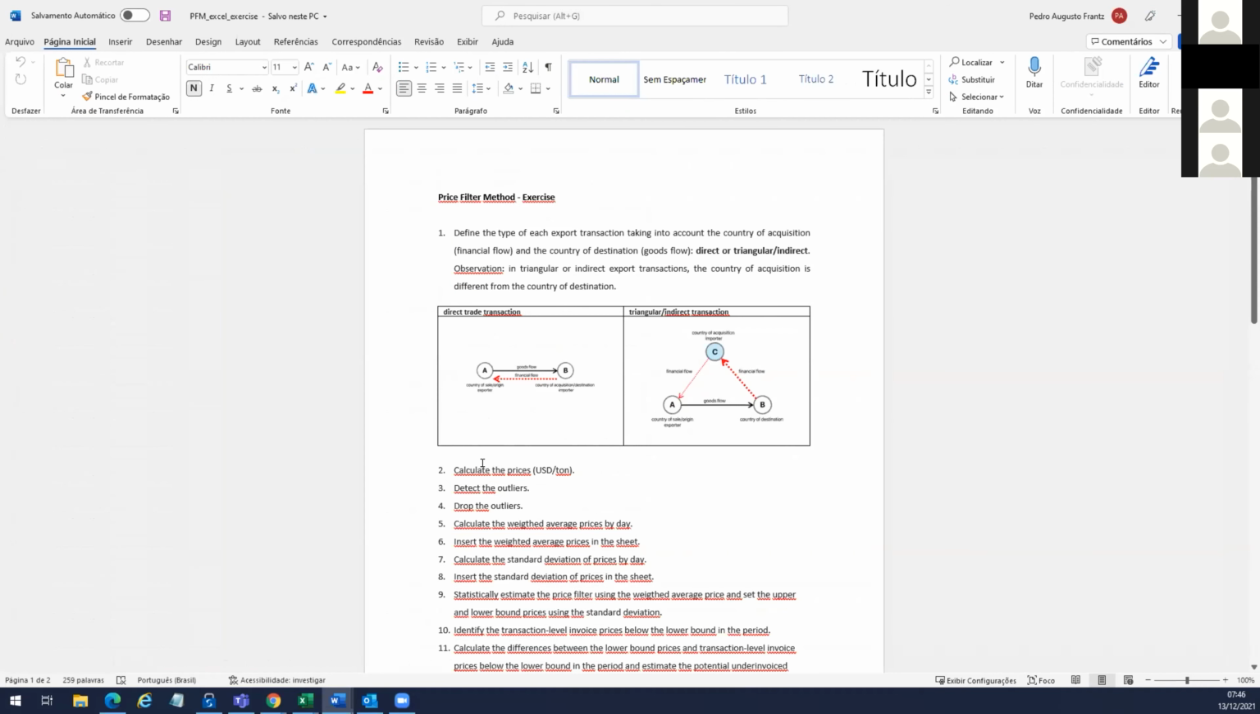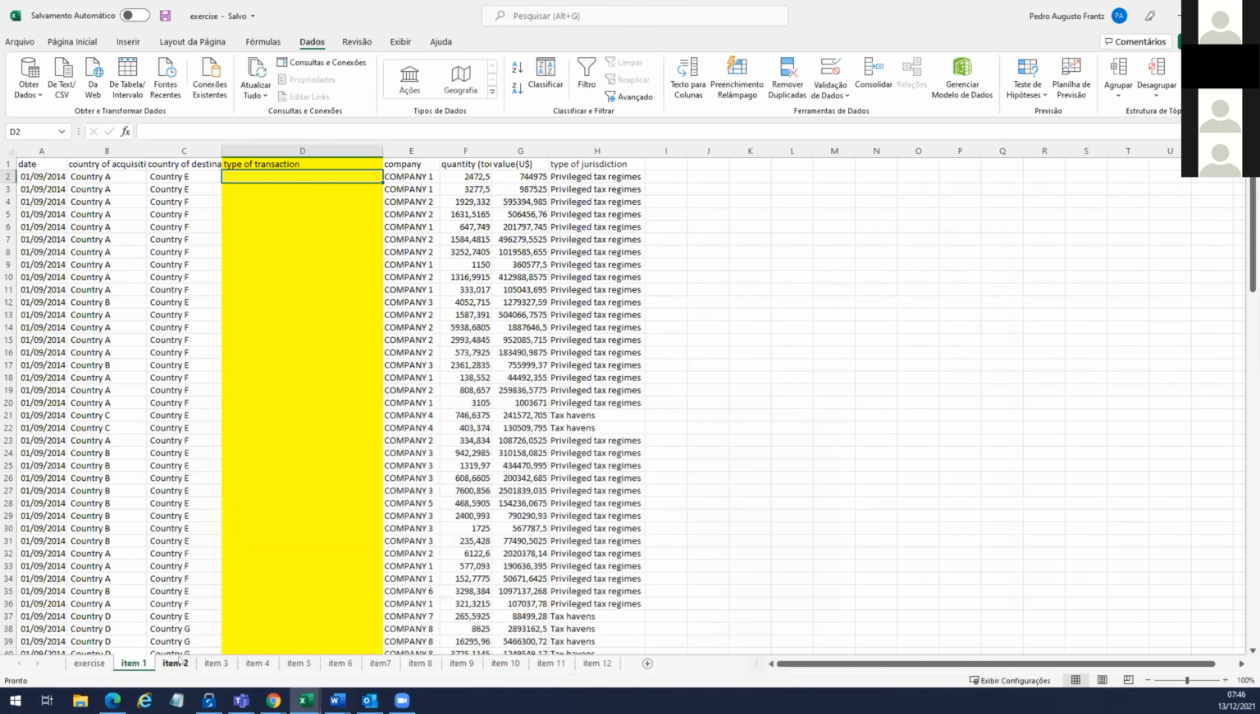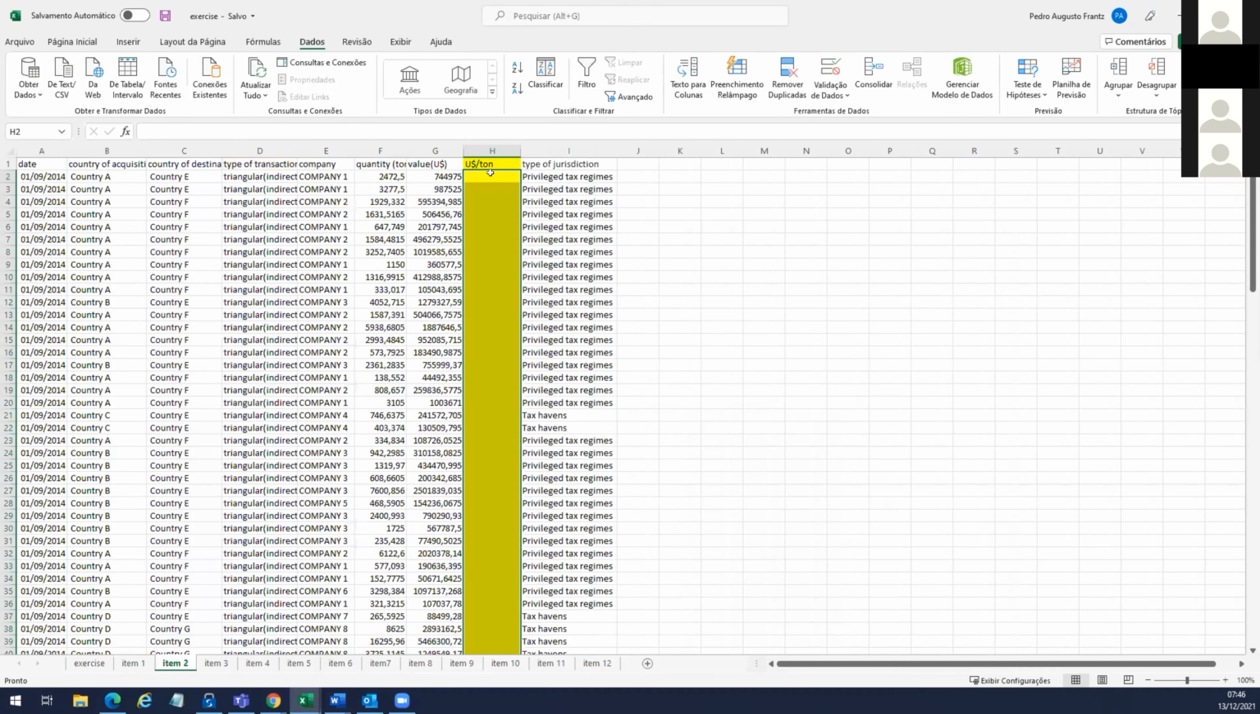Item 2 is calculate the prices. This item 2 here has a column in yellow. Here you will put the answer. You will calculate the price by the metrics you have here, as we made in the Python code.